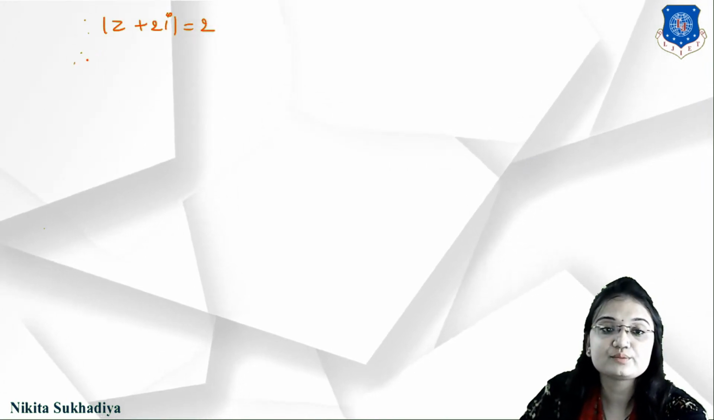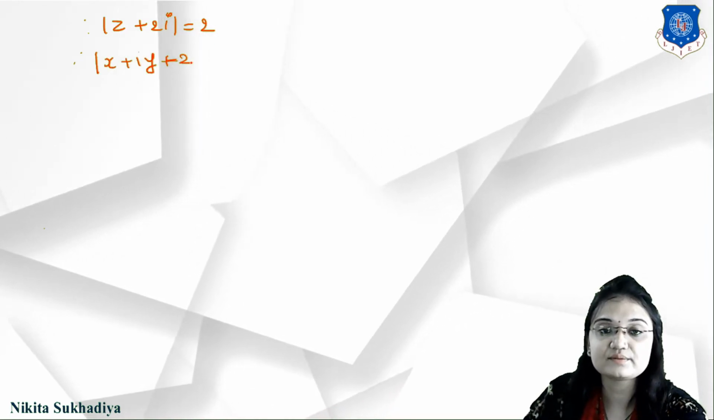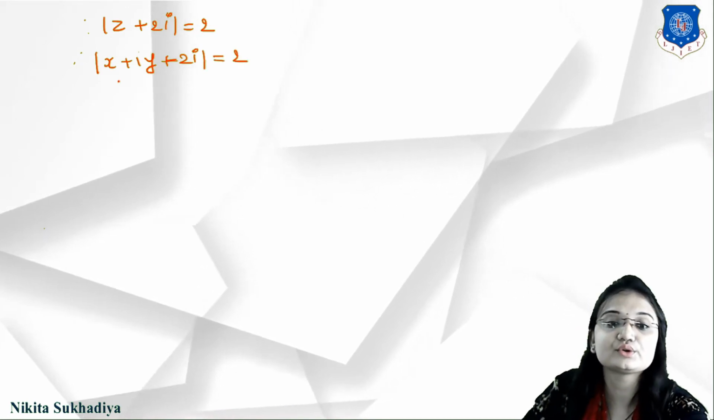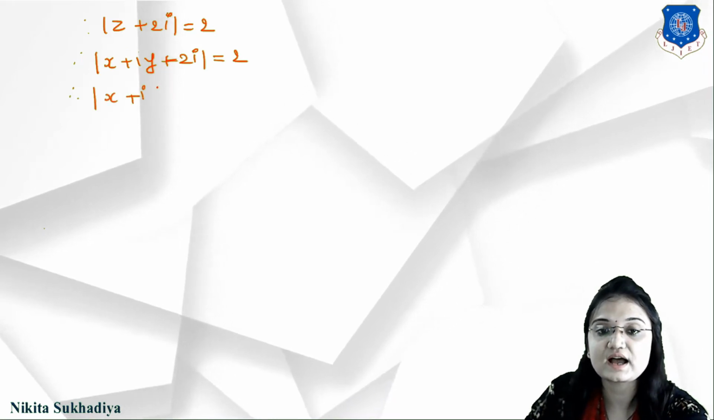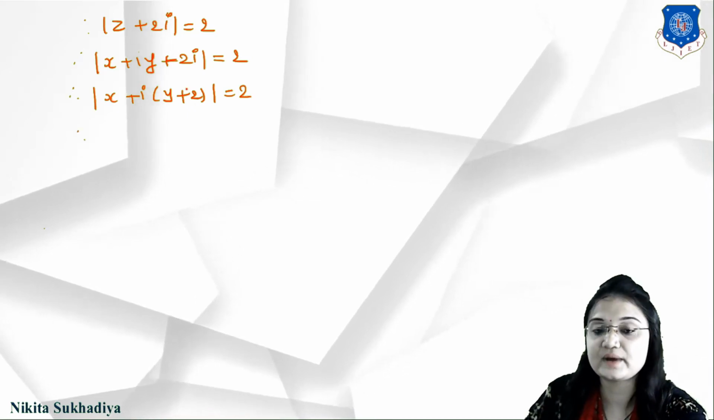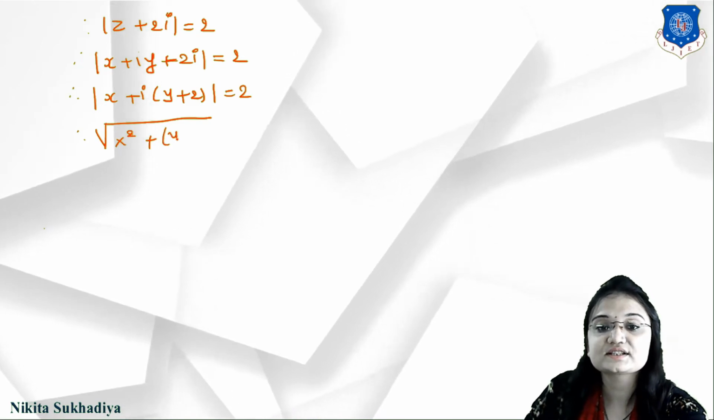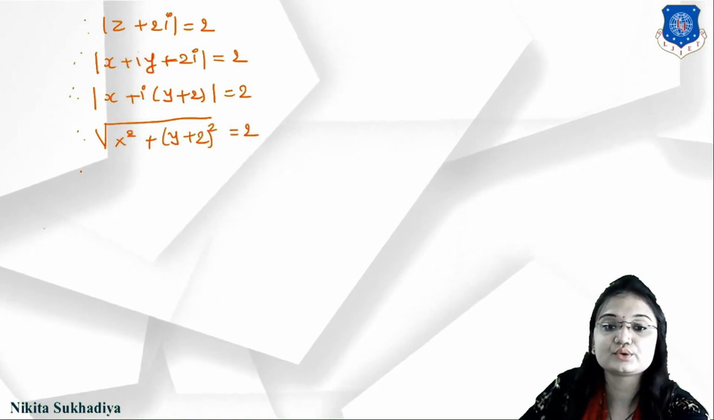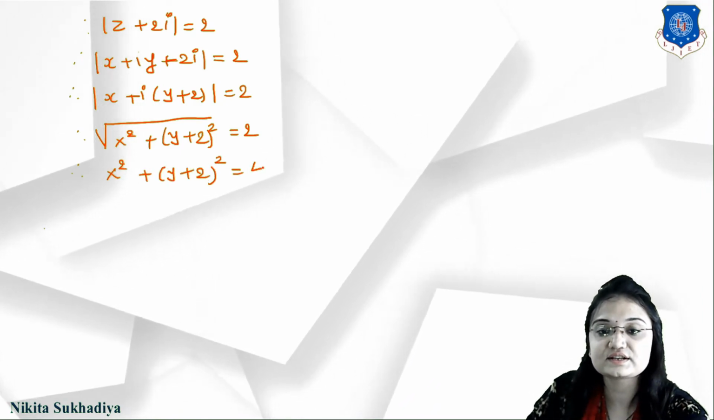Now here we have modulus of z plus 2i is equal to 2. So we can put z is equal to x plus iy. So this will become mod of x plus iy plus 2i is equal to 2. By separating real and imaginary parts, this will become mod of x plus i(y plus 2) is equal to 2. So here we have real part and imaginary part, so we can write like this: under root of real part squared plus imaginary part squared is equal to 2. So our next term will become x square plus (y plus 2) raised to whole square is equal to 4.